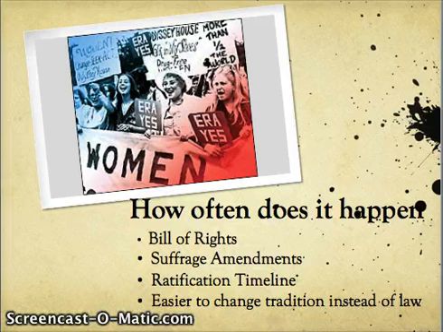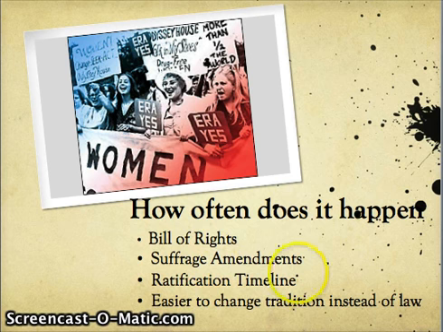Then you have the different types of amendments. A lot of our amendments are suffrage amendments, which deal with voting rights. Okay, starting with the 15th Amendment, then the 19th Amendment. Then you have the 24th Amendment, which ended the poll tax. You have the 23rd Amendment, which gives electoral votes to D.C. The 26th Amendment, which gives your age group, 18 to 20, the right to vote. Okay, so a lot of them deal with suffrage rights.